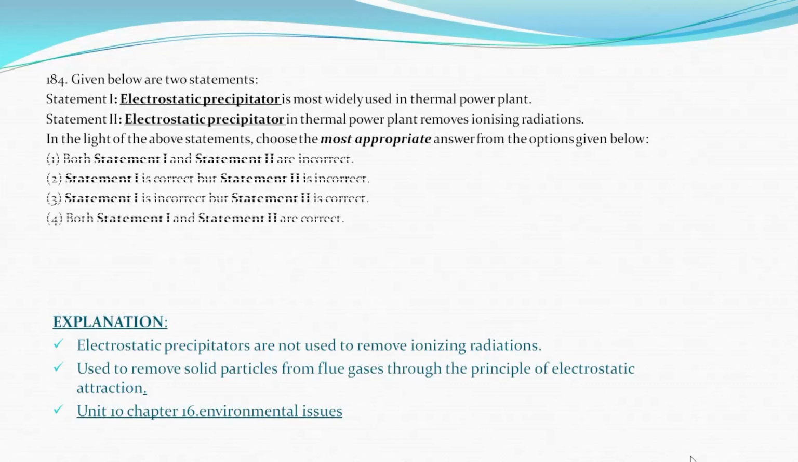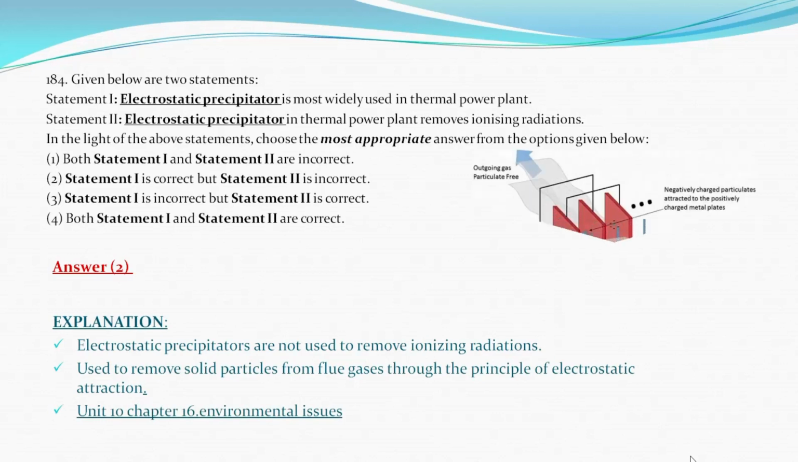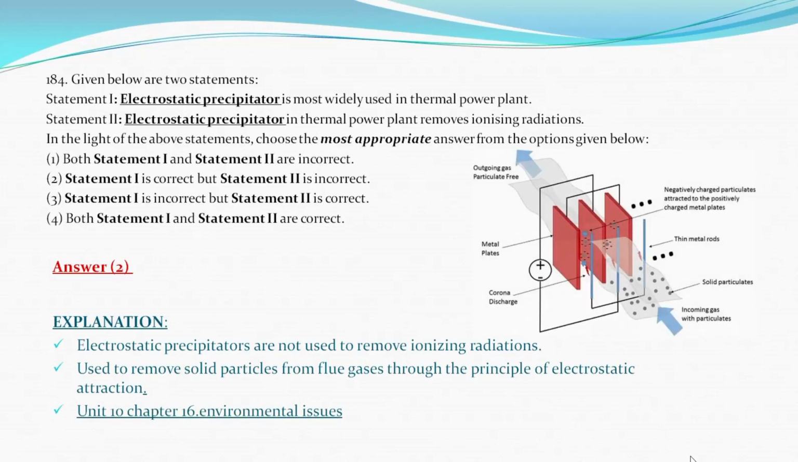The next question is, given below are two statements. Statement 1: electrostatic precipitator is most widely used in thermal power plant. Statement 2: electrostatic precipitator in thermal power plant removes ionizing radiations. In the light of the above statements, choose the most appropriate answer from the options given below. So the answer is option 2. Statement 1 is correct. Statement 2 is incorrect.